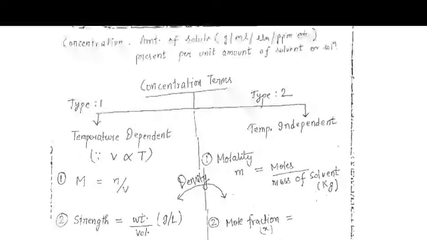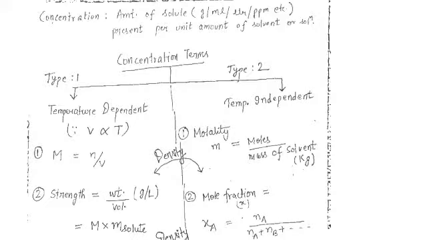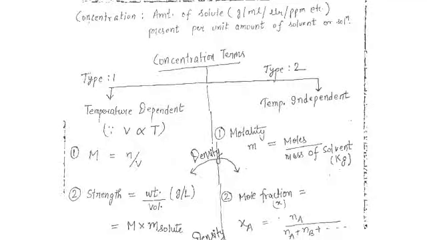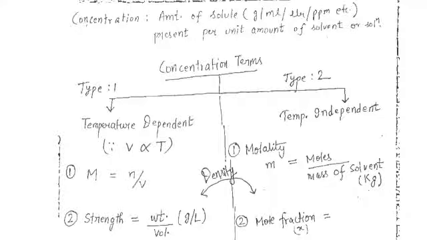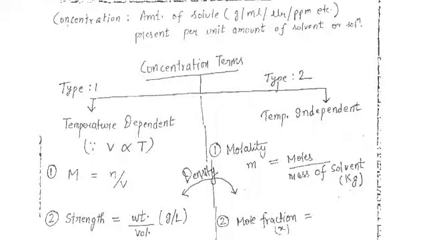Now the other thing, that is the concentration terms. From here the volumetric part starts. So what is concentration? In a very simple definition, we know that it is the amount of solute dissolved per unit amount of solvent. The amount of solute dissolved per unit of solvent, that we refer to as concentration.